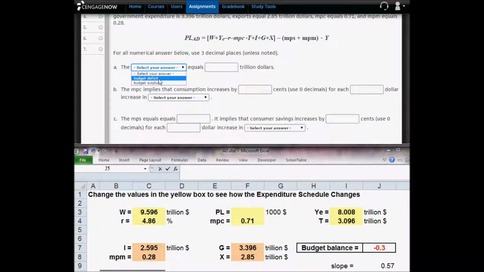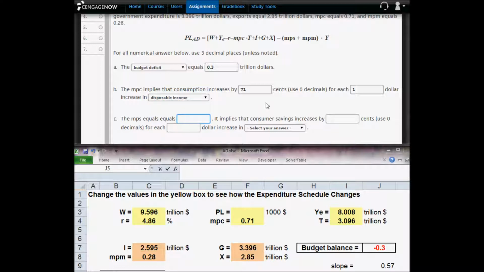The budget deficit is $0.3 trillion because tax revenue, which is only 3.096, is much less than government expenditure, which is $3.396 trillion. The MPC, which equals 0.71, implies consumption increases by 71 cents for each $1 increase in disposable income.